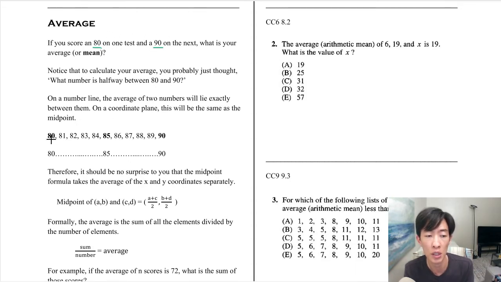And if you look on a number line, which I've kind of written out over here, you'll see that the average of two numbers is the number that lies exactly in between. So the average of 80 and 90 is 85, because 85 is right in the middle of 80 and 90.